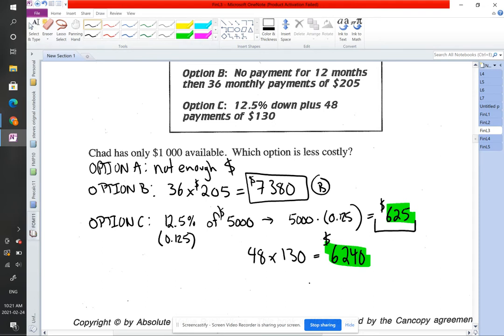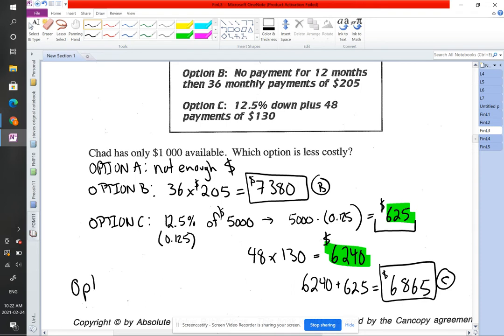So if we add those together, 6,240 plus 625, we are going to come up with $6,865. So that's option C. So you can see that option A just doesn't work. We don't have enough money, or Chad doesn't have enough money. Option B was more expensive than option C. So option C is our winner. Option C is less costly.